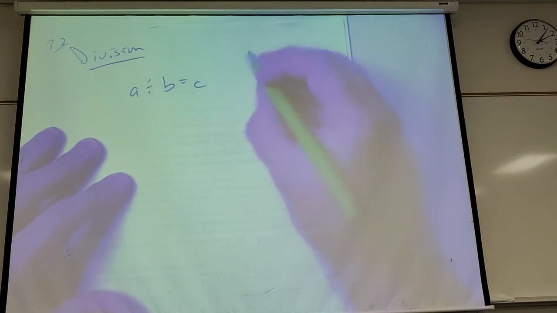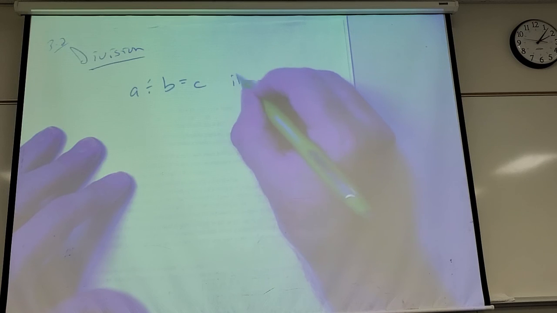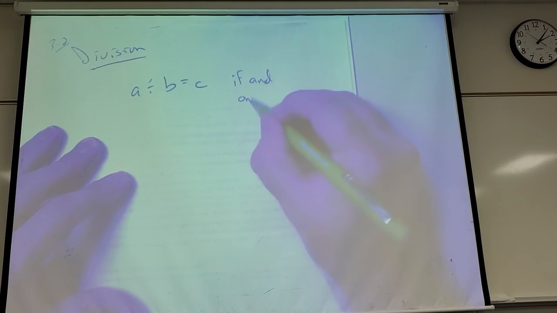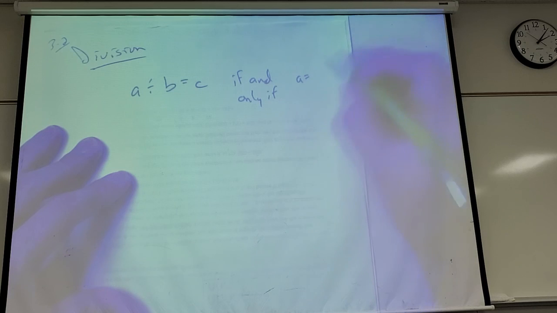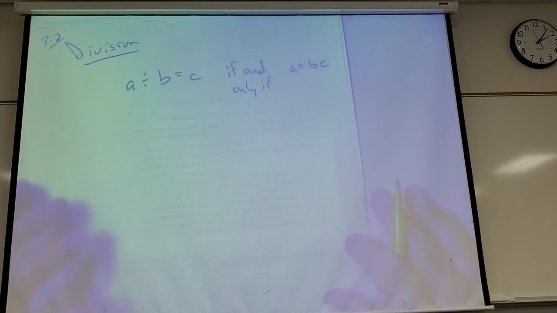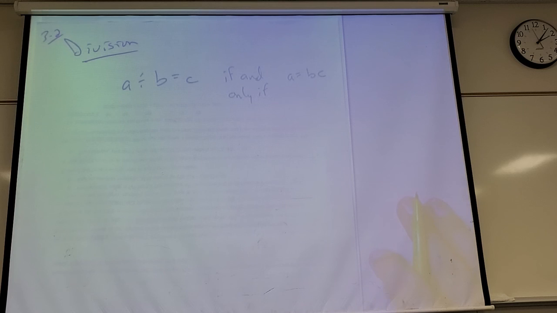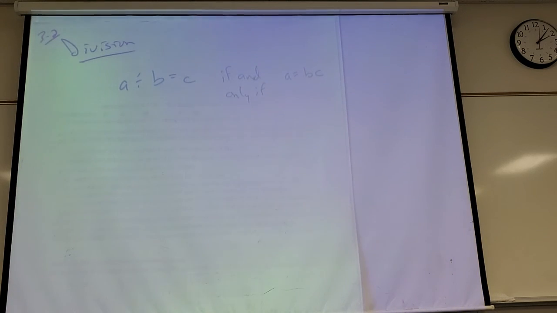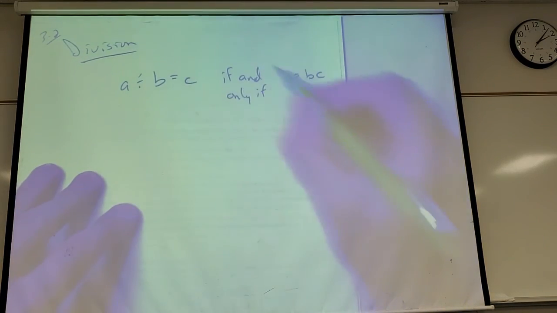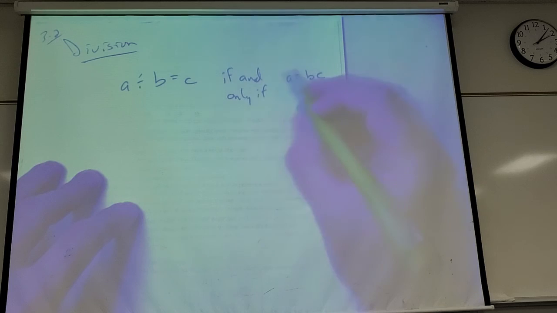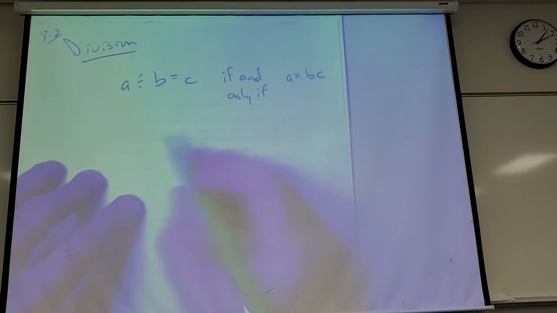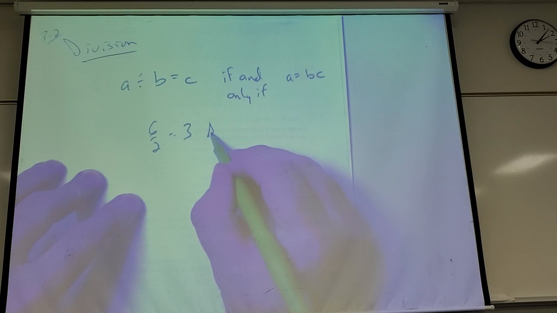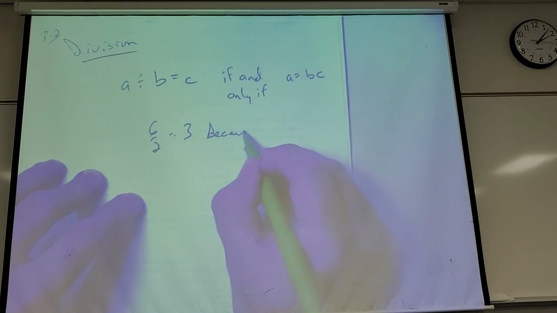So if A divided by B is C, let me show you something kind of different. A divided by B is C if and only if A equals B times C. I don't know why that was so pathetic up there. B times C. Yeah, right. So what is 6 divided by 2? That's 3, because 2 times 3 is 6.